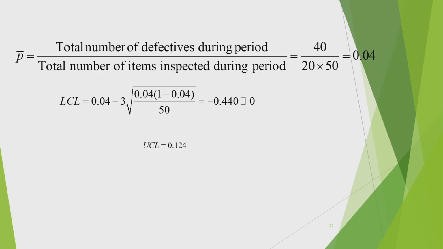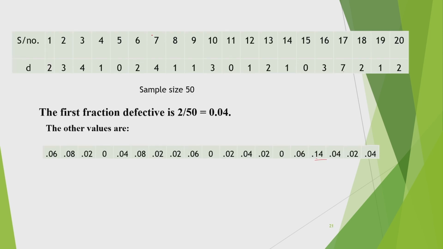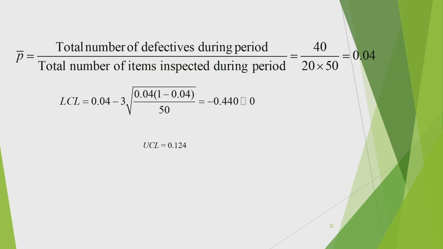Then he can find P bar, that means the average fraction defective. The total number of defectives during that period is 40 if you add these quantities, but the total number of items will be 20 into 50, because 20 samples were measured.